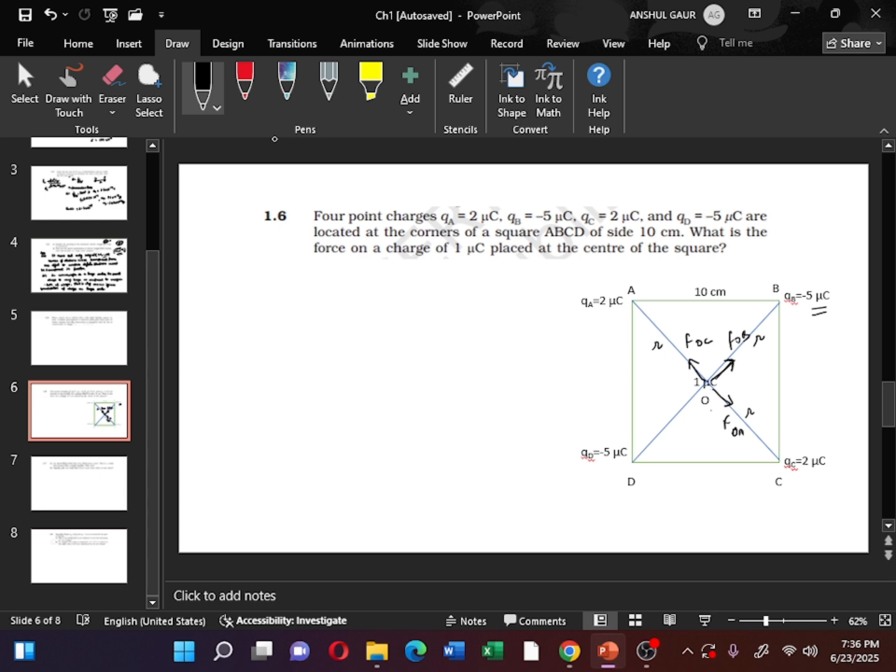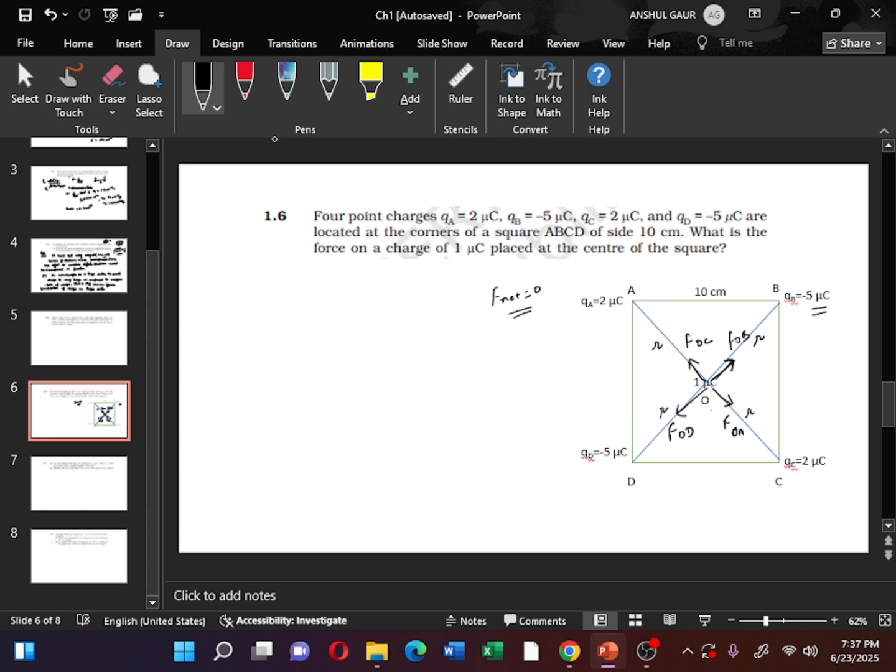Similarly, the force on the 1 microcoulomb charge due to the charge placed at D is towards the charge at D. Let us call this force FOD. So FOD is toward the charge placed at point D, and the magnitudes of FOD and FOB are the same, because the pair of charges involved have the same magnitude and the distance between O and D is also R. In this way FOB and FOD cancel each other. So the overall net force is 0. F net is equal to 0. So this problem can be solved by analysis alone.